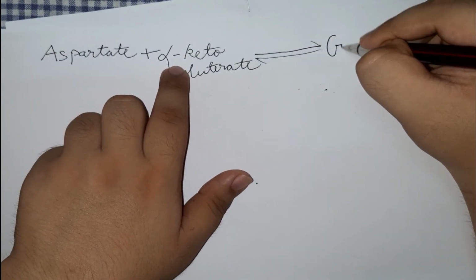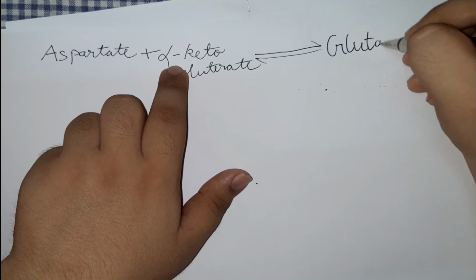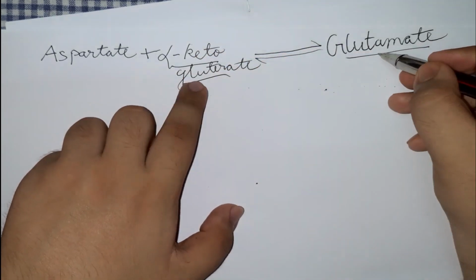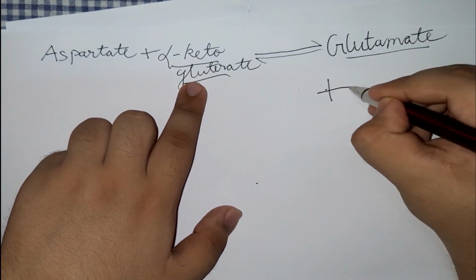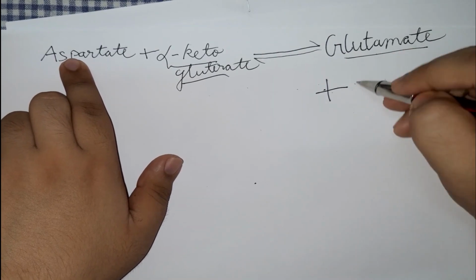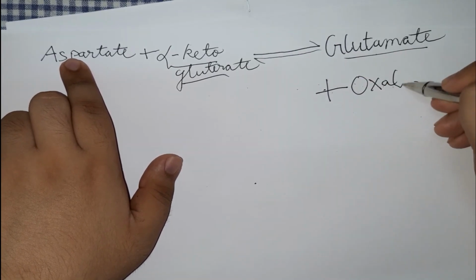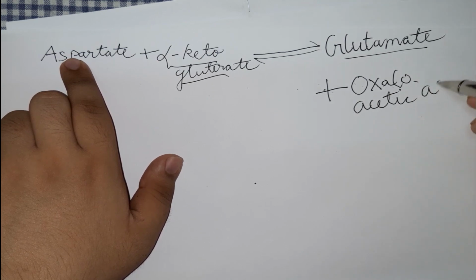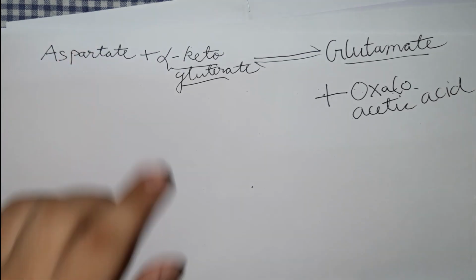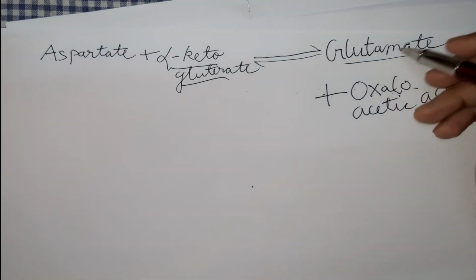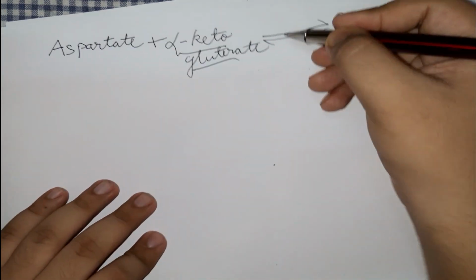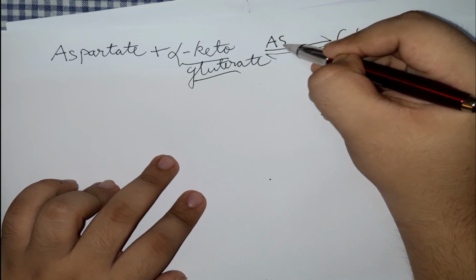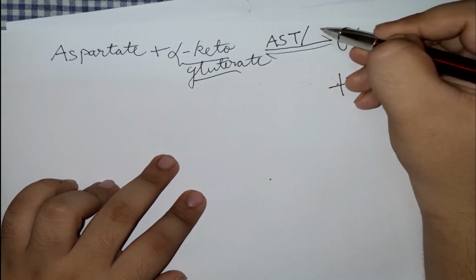would give, obviously, let's write the known things first. That is glutamate. Alpha ketoglutarate will give glutamate. We know this. Plus aspartate will be transaminated to a beautiful product, oxaloacetic acid. Again, the enzyme used will be AST or GOT.